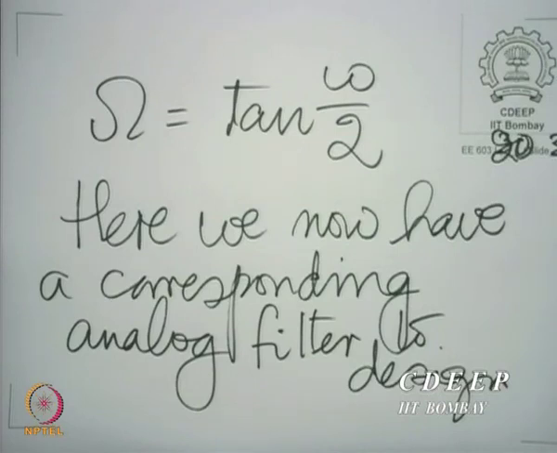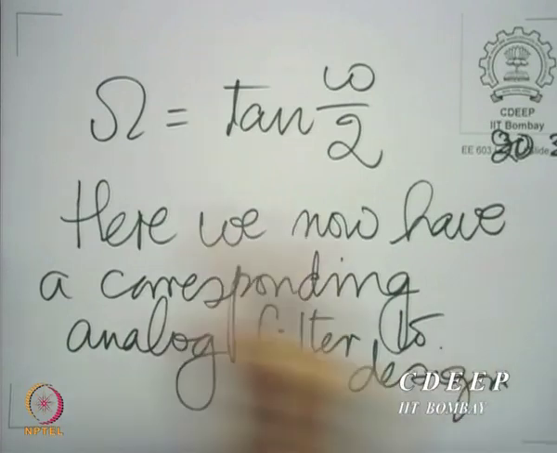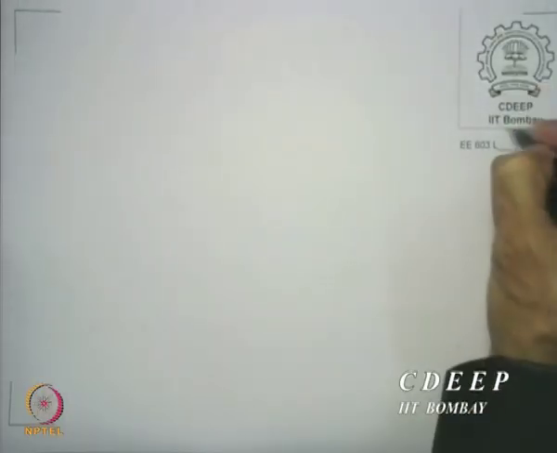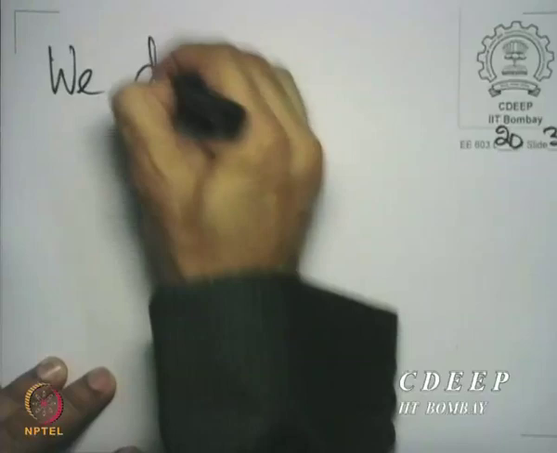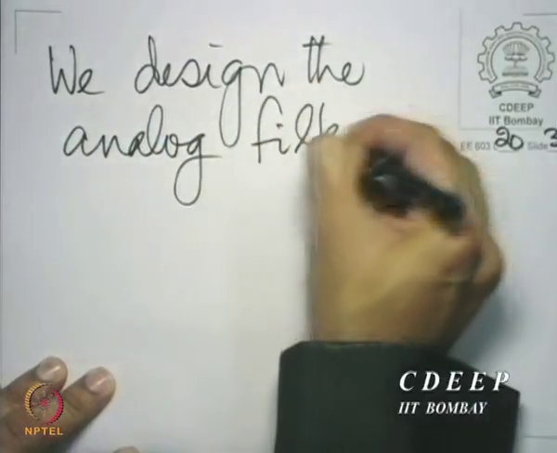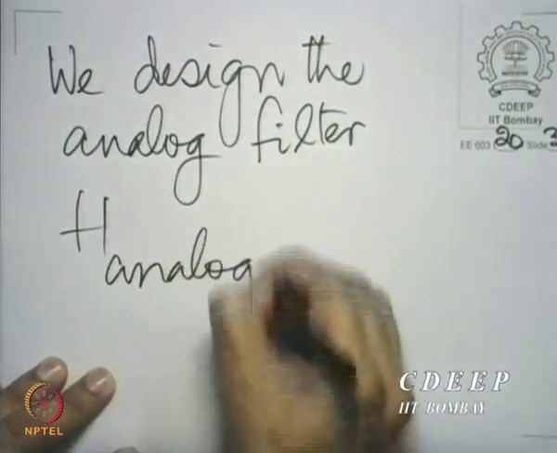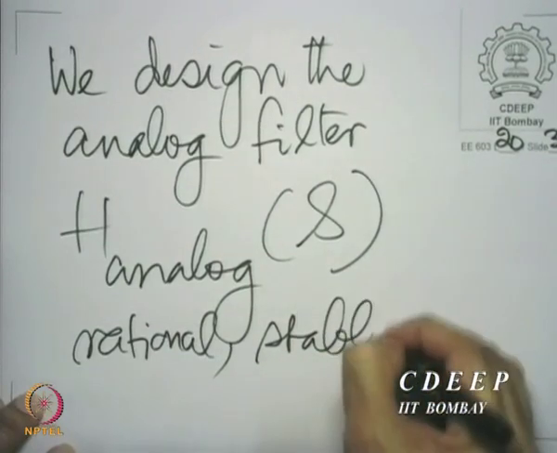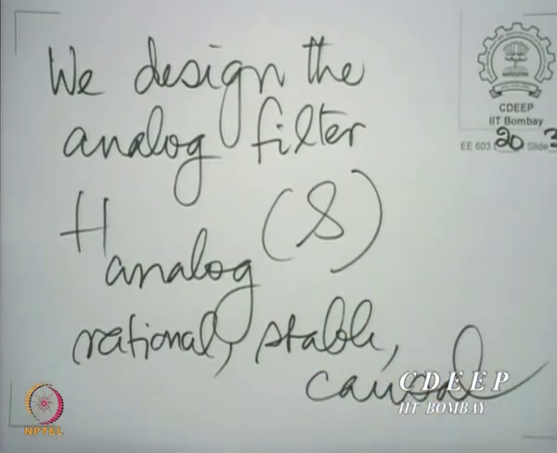So what would you do next? Of course, you would design that analog filter. Take advantage of the known methods for analog filter design and design that analog filter. So we'll assume we design that analog filter. Let's call it H analog, and that would be a function of S. It's a rational function of S, rational, stable, causal. There are several different approaches, and we'll look at some of them. In fact, we'll begin by looking at the low pass filter design.